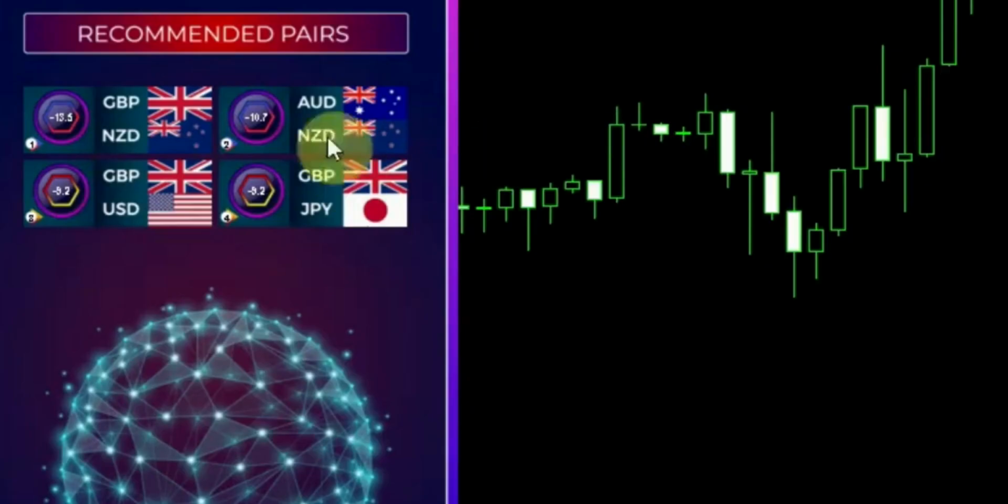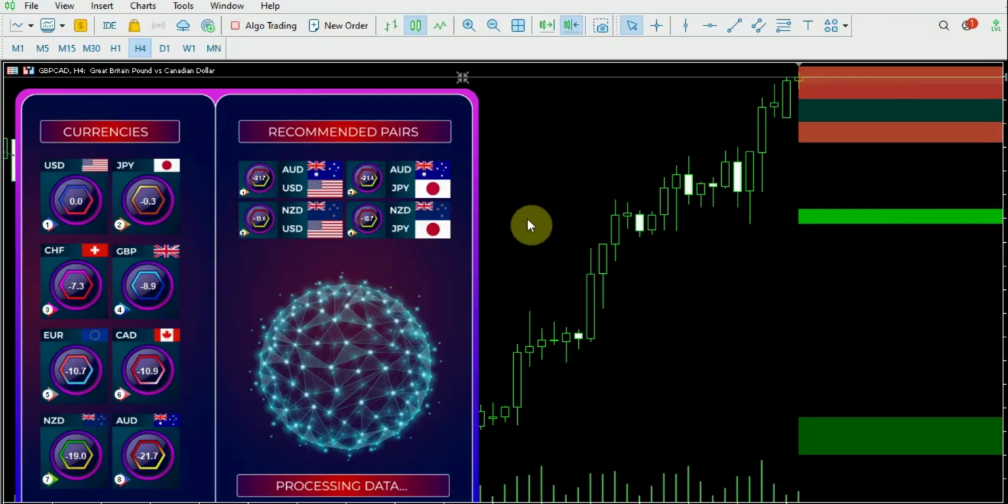I know you see this section right here, but this is a bonus section that we'll talk about later. So for now, we're just going to minimize right here, okay?